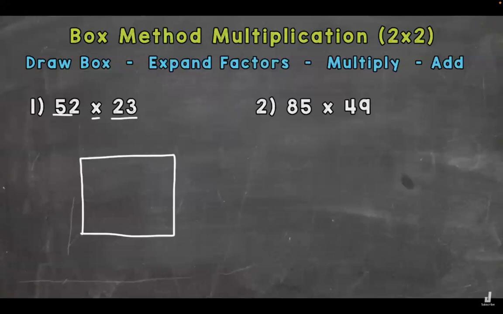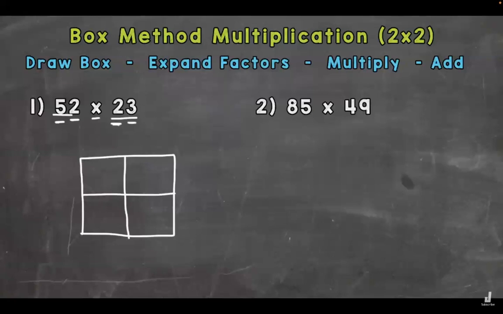So we have our box drawn, and now we need to split in half going this way. So we have 2 sections, 1 section for the 5, 1 section for the 2. And then we need to split in half going this way. So we have 1 section for the 2 here and 1 section for the 3.